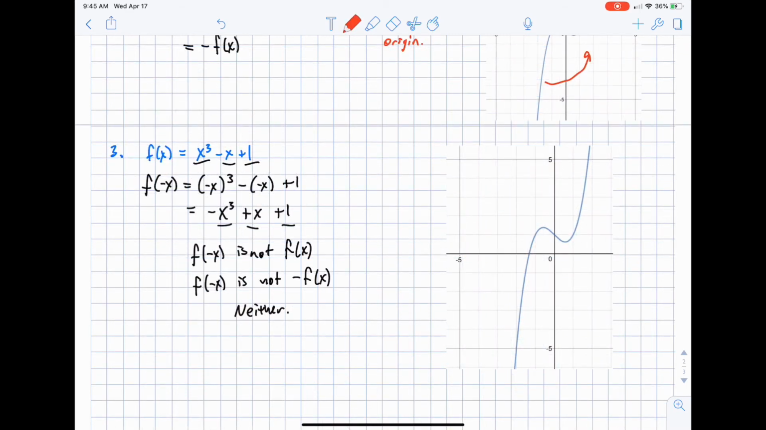Now, looking at the symmetry of the graph of this function, I noticed that it's not symmetric about the origin, and I also noticed that it is not symmetric about the y-axis. It does have some rotational symmetry, but it's not at the origin, and like I said, it doesn't have that line symmetry, and so we can see why this is neither odd nor even.